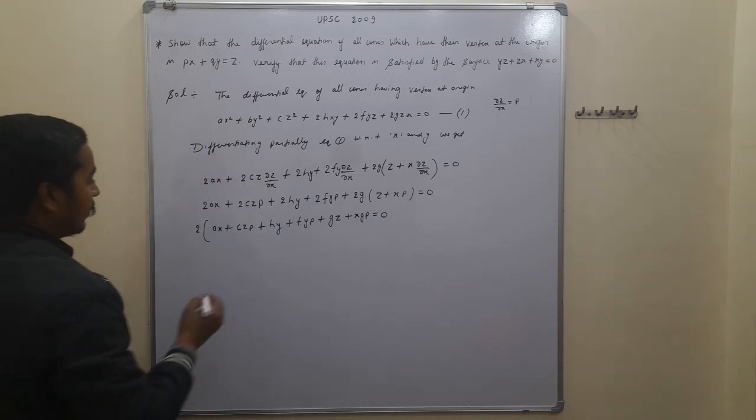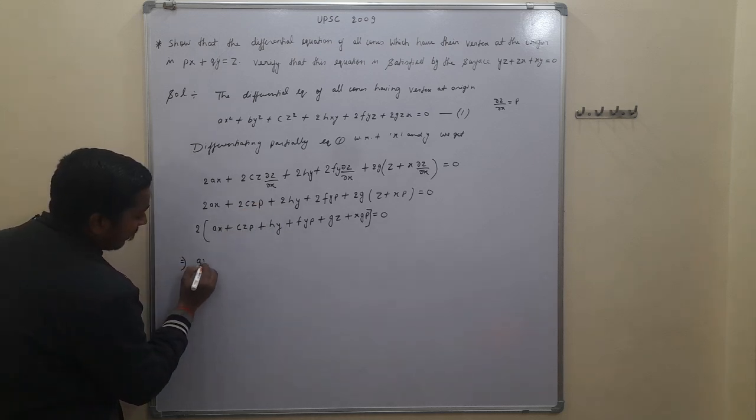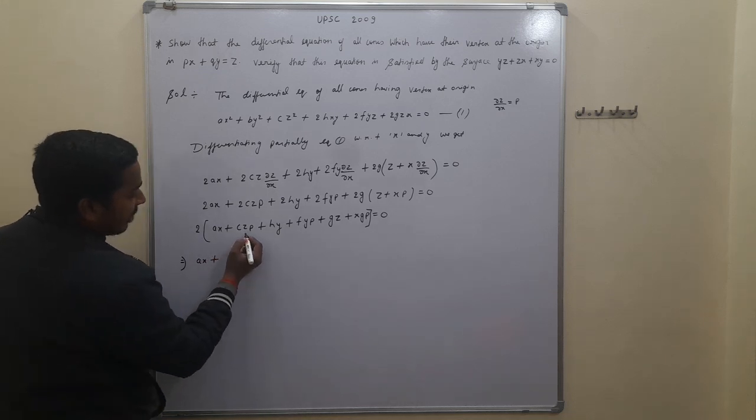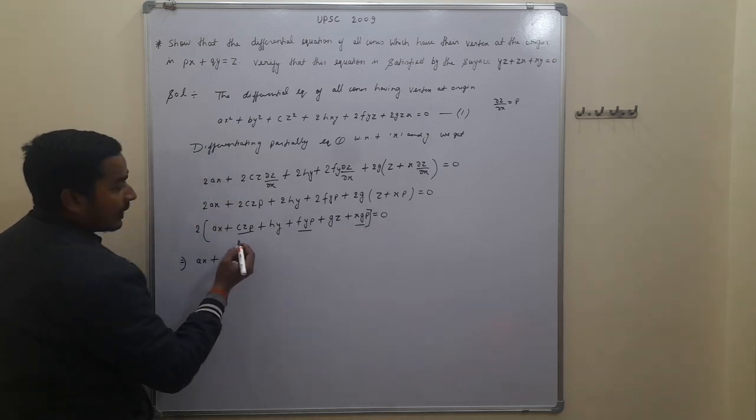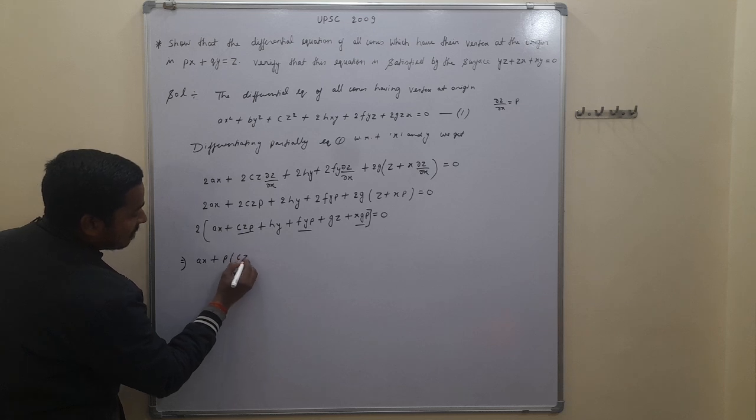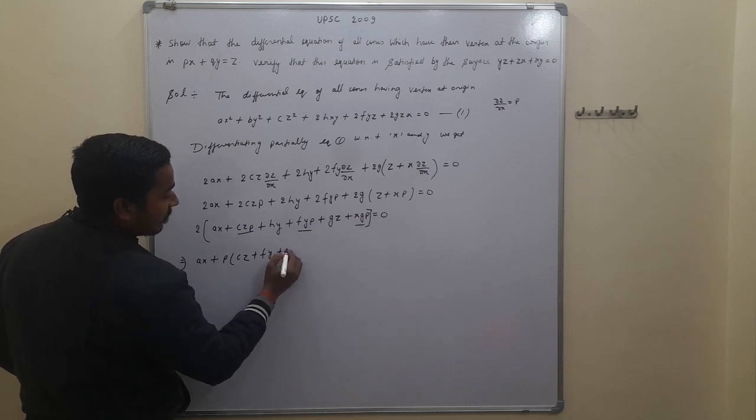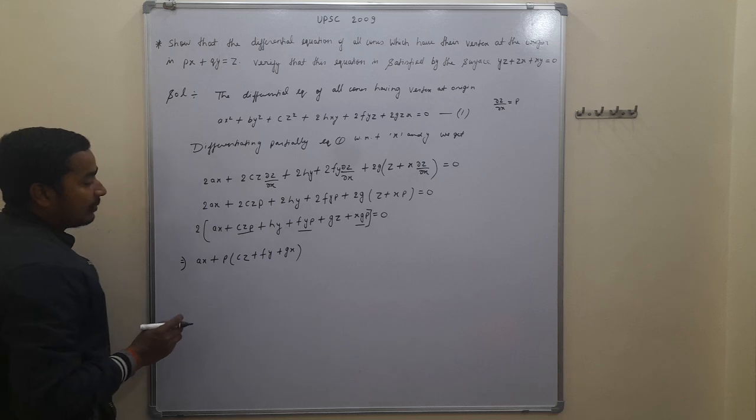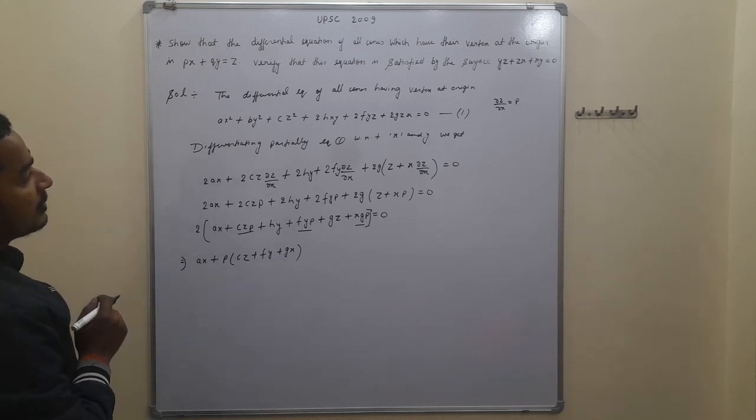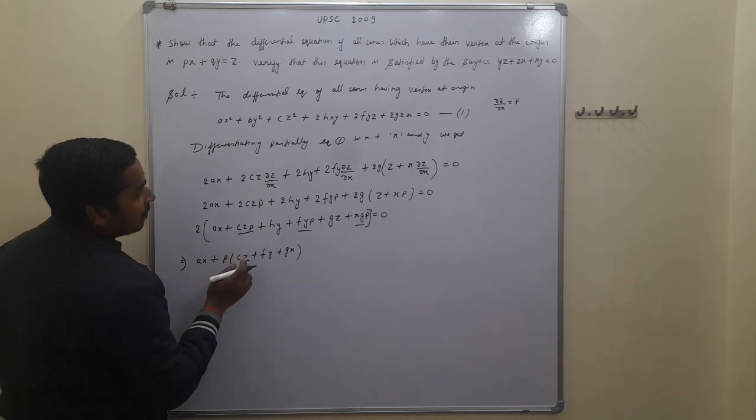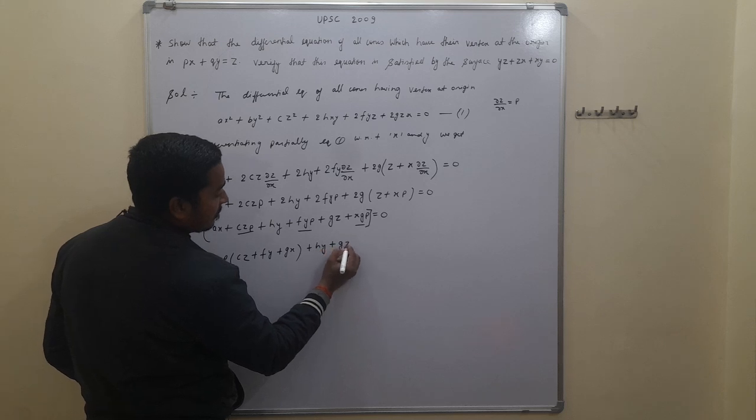and from here 2 is taken common, equal to 0, and the remaining is ax plus, we take czp and fyp and xgp in one bracket, taking p common, this gives cz plus fy, plus gx, and the remaining is hy plus gz, equal to 0.